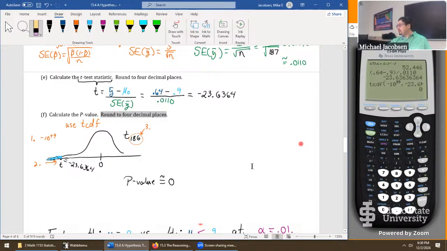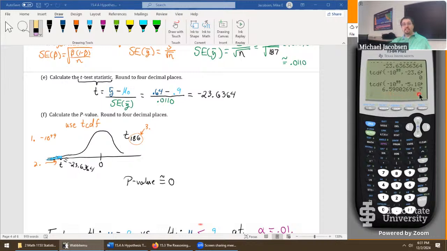0.0000. But just a further investigation on this calculator, what if it wasn't negative 23? Let's put in a different number. Let me go second vars, TCDF. Let's say it was negative 5 standard deviations instead. That's still fantastically far away from 0. Enter on all of this. And at negative 5 standard deviations, this is what you would get.